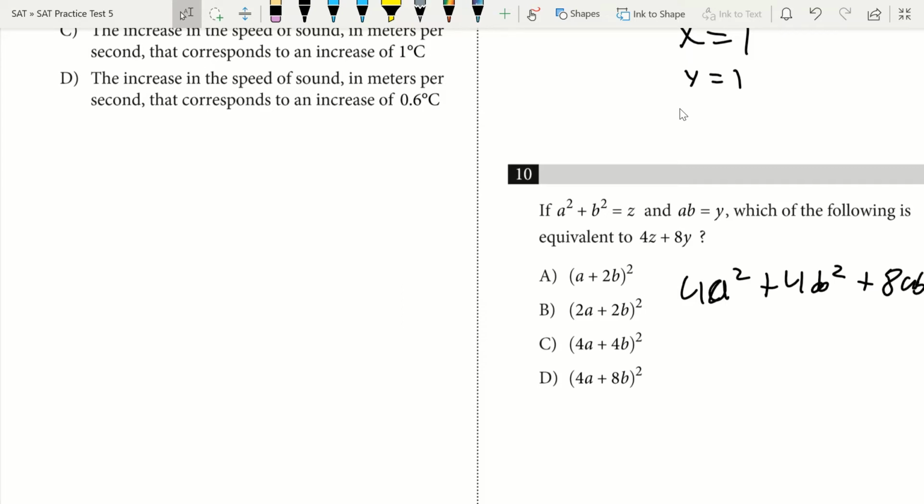Well, I know that that 4a squared and that 4b squared, that's going to have that 2a and that 2b, because when I square it, right, 2a times 2a gives me 4a squared, and 2b times 2b will give me 4b squared, and then I also have 2b times 2a times 2, which will give me 8ab. So my answer there is going to be B.